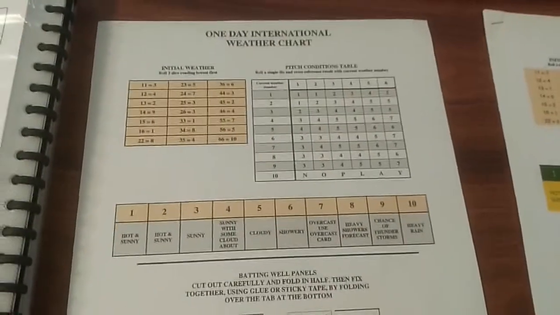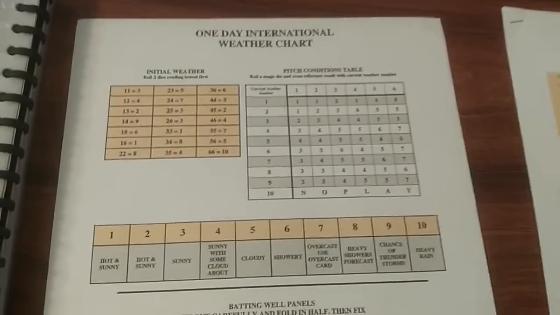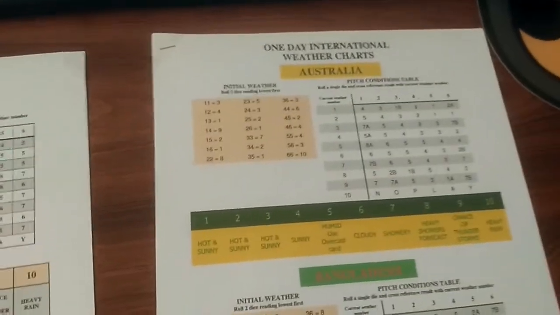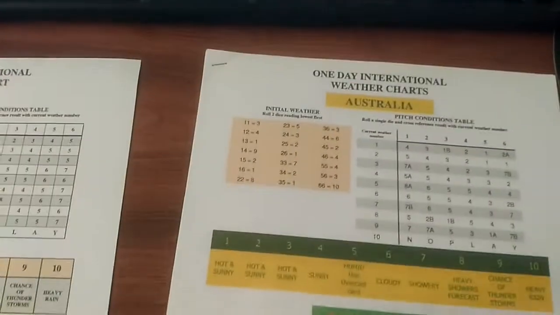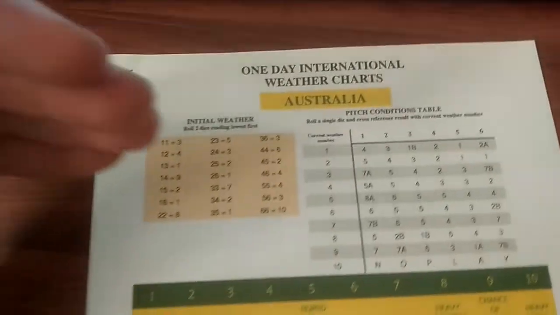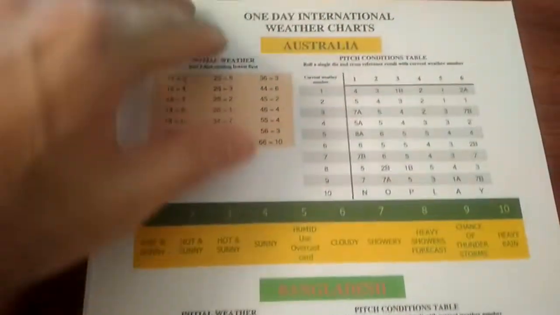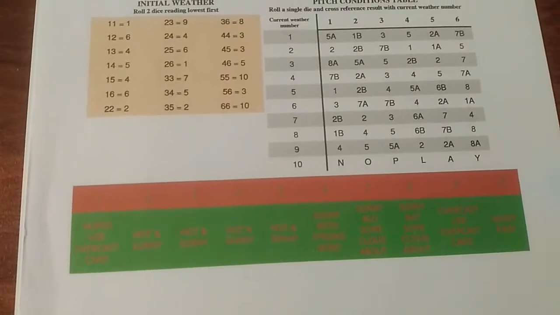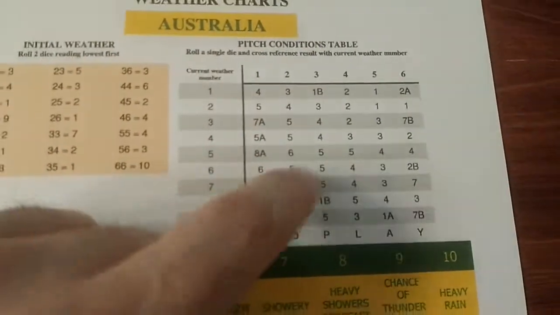Now, where the game gets really, really good is what we call the worldwide weather charts. And this is not with the basic game. You have to get this, and it's separate. And I showed you a little bit of that just before. On the one-day chart, you know how we rolled for the weather, we do exactly the same thing, but we have a different chart for every country. So we've got Australia, we've got Bangladesh here. So it will have the weather for that country a little bit more to what it actually is, and the pitch type for that country will also be used.